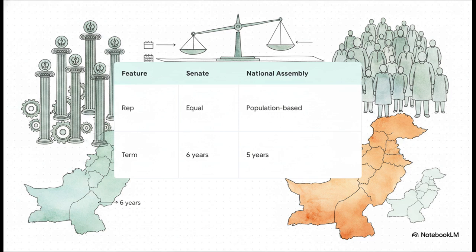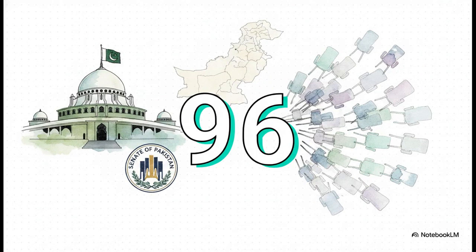But to stop those highly populated areas from completely steamrolling the legislative process, you have the upper house, the Senate. The Senate is the great equalizer. Here, every single province gets equal representation, whether they have 50 million people or just 5 million. Senators serve overlapping 6-year terms, acting as this incredibly important stabilizing anchor for the whole federation. Now, keep the number 96 in your head for a second. The Senate's total seat count is actually in the middle of adjusting down to exactly 96.